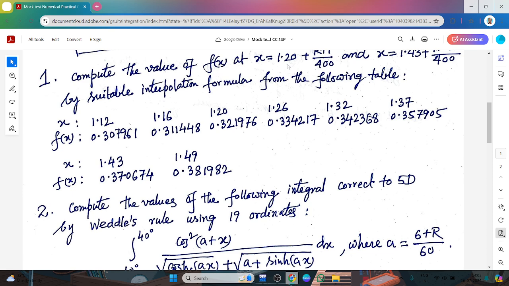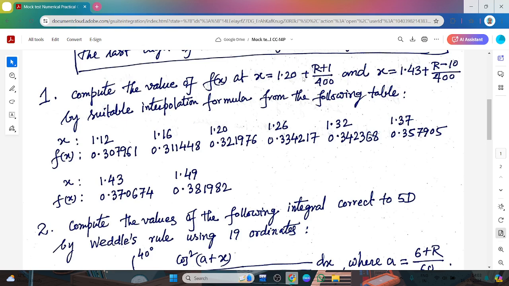Compute the value of f(x) at x equal to 1.20 plus r plus 1 by 400, and x equal to 1.40 plus r minus 10 by 400, by a suitable interpolation formula from the following table. Clearly these nodes are not equispaced, because the difference from x0 to x1 is 0.4, but from 1.26 to 1.20 is 0.6. So, not equispaced arguments. We can use either Lagrange interpolation or divided difference interpolation.